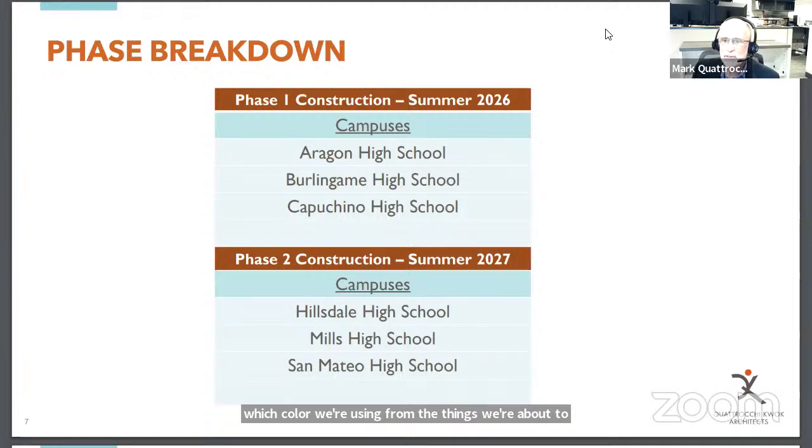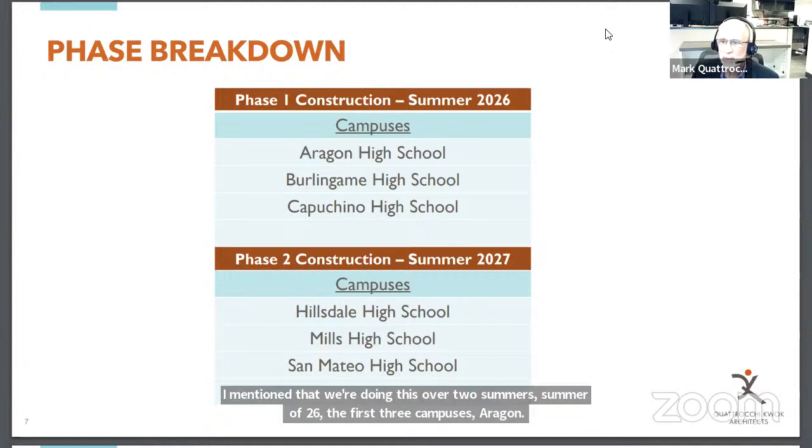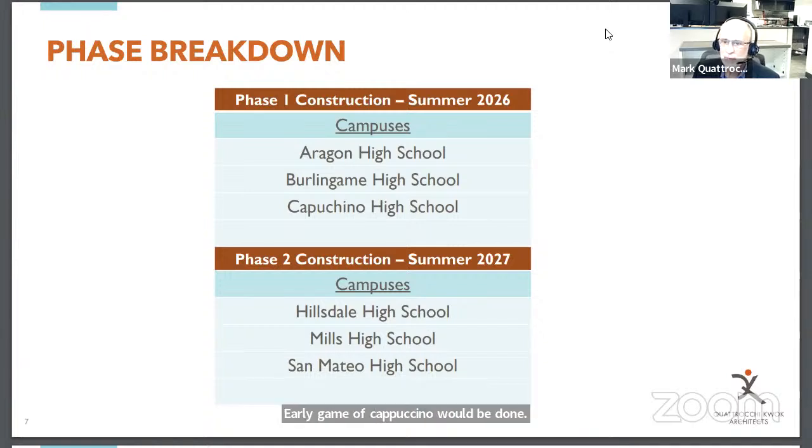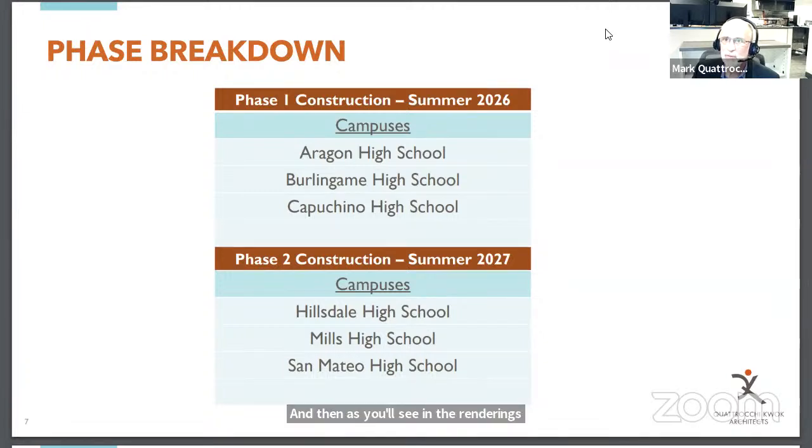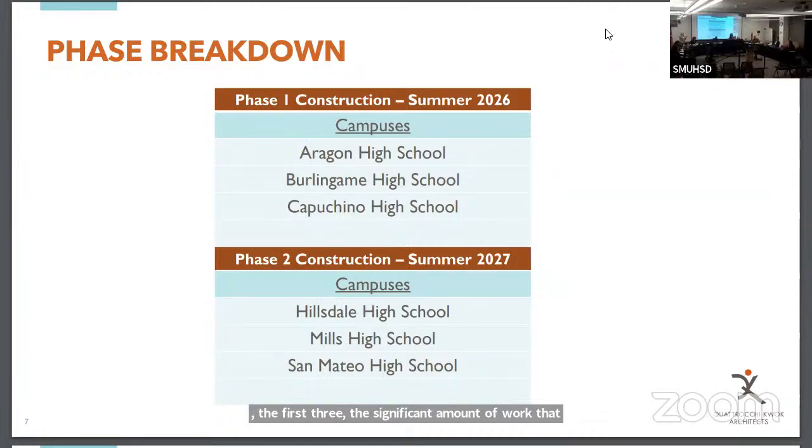So I mentioned that we're doing this over 2 summers. Summer of 26, the first 3 campuses, Aragon, Burlingame, and Capuchino will be done. And then the following summer will be Hillsdale, Mills, and San Mateo. And as you'll see in the renderings I'm showing you, the first three have a significant amount of work that will occur during that summer. Next, please.